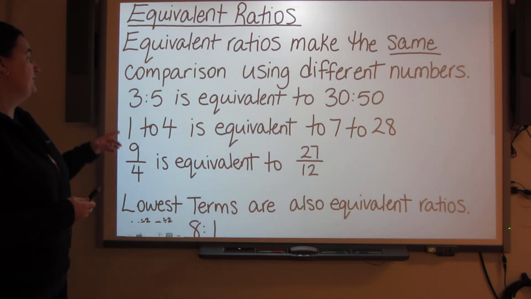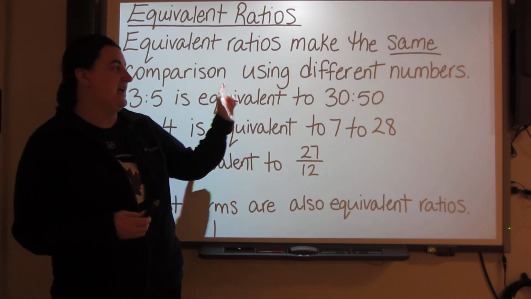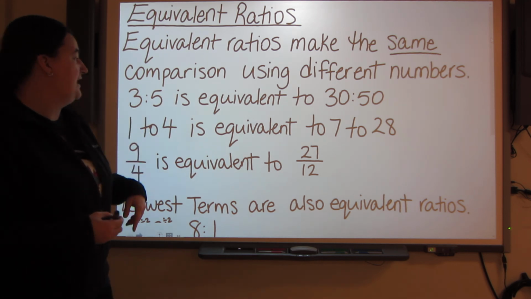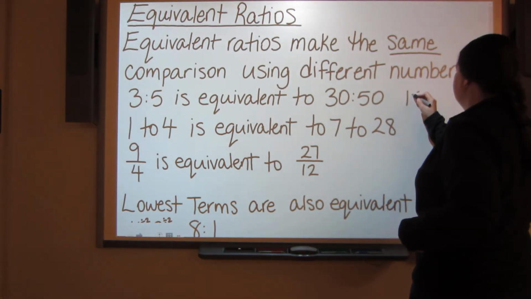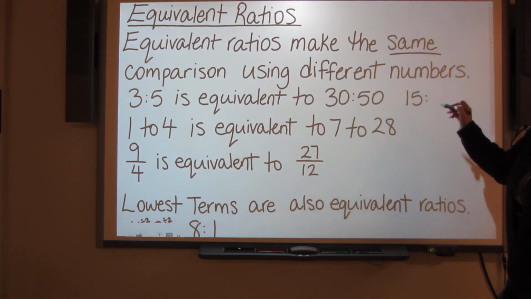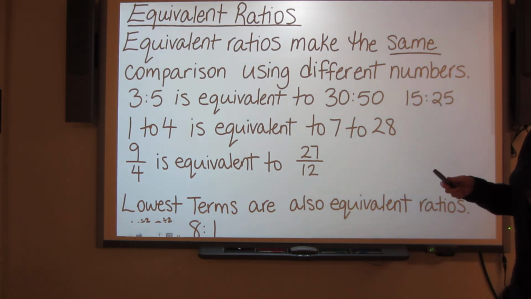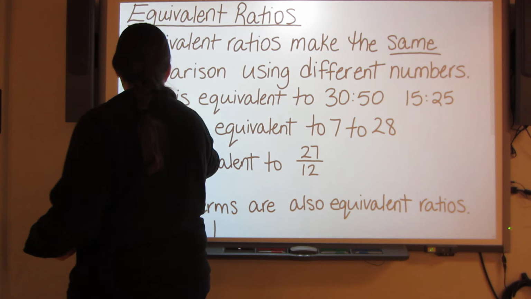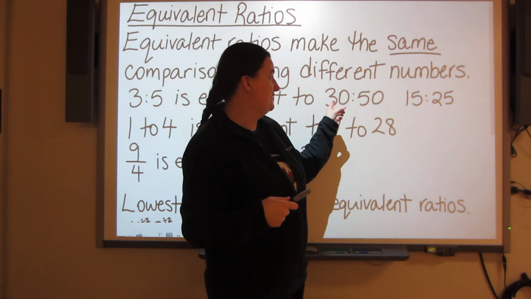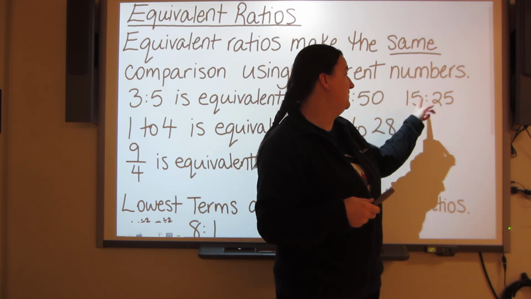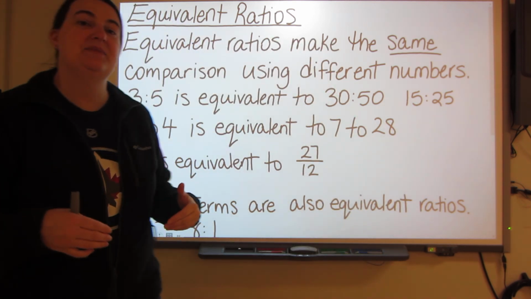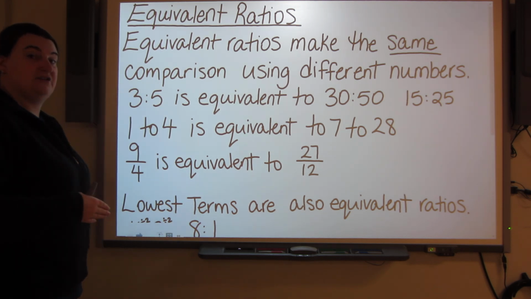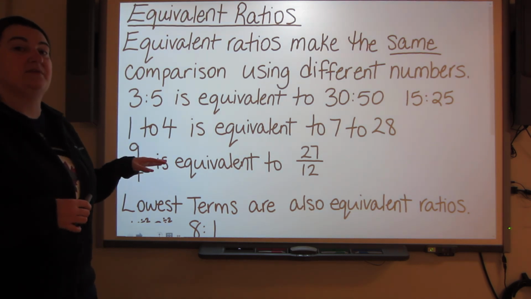So as an example, 3 to 5, I chose 10 to turn it into 30 to 50, but let's say I choose 5 instead. 3 times 5 is 15, and 5 times 5 is 25. So all these ratios are equivalent to each other. 3 to 5 is the same as 30 to 50, which is the same as 15 to 25. They represent the same comparison. So in some of the work you'll have to do today, you'll have to make a number of different equivalent ratios. So you'll have to choose more than one number to multiply them by.